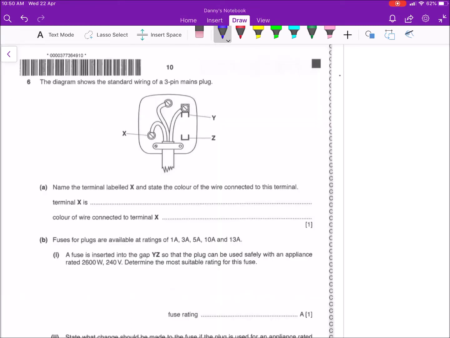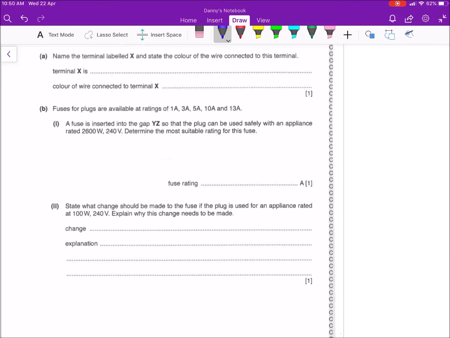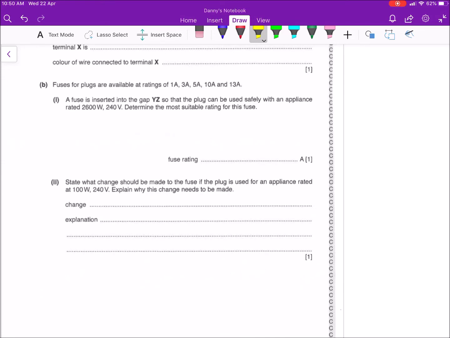Then for question 6, I think for part A, you can figure out what it is. So for part B, B part 1, you are actually asked to find a suitable fuse, and the hint given to you is this power rating. So like I said, you need to remember the formula, which is your P equals to V times I. We already know the P, which is 2006, and you will have 240 here and I.